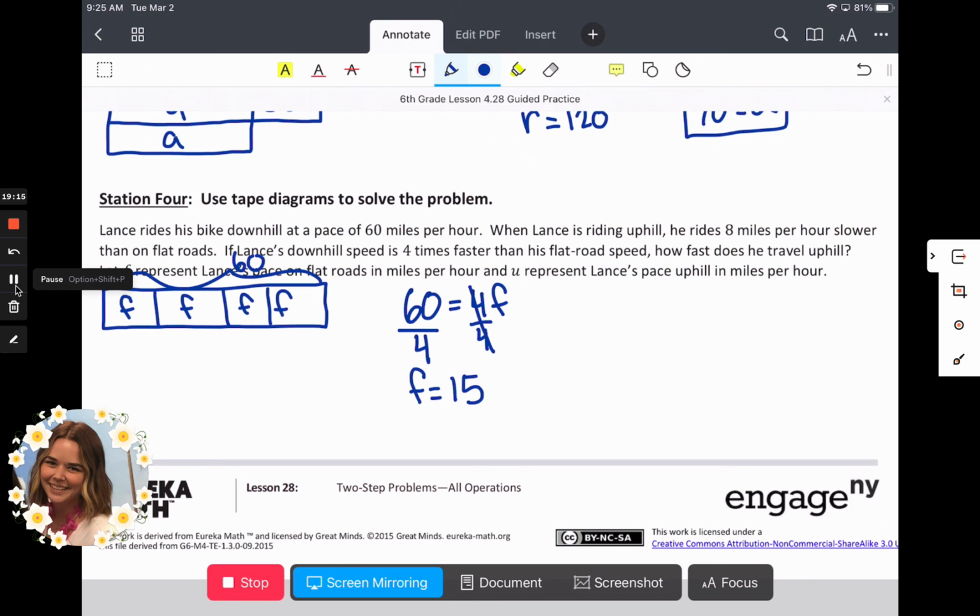We also know that Lance's downhill speed is 4 times faster. Oops, sorry, I went to the wrong sentence. When Lance is riding uphill, he rides 8 miles an hour slower than on flat roads. So his uphill speed is his flat road speed minus 8. So his uphill speed is equal to 15 minus 8. Uphill speed would be equal to 7 miles per hour.